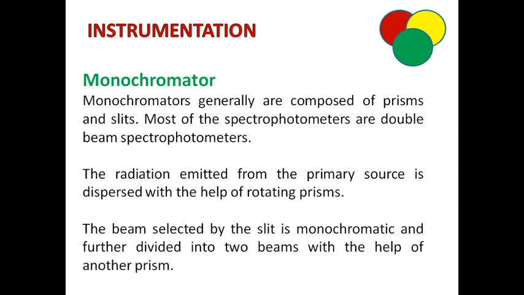That means the radiation present in different wavelengths has to be graded into particular wavelengths in the chamber of the monochromator. For this purpose, small prisms are involved in the monochromator chamber.